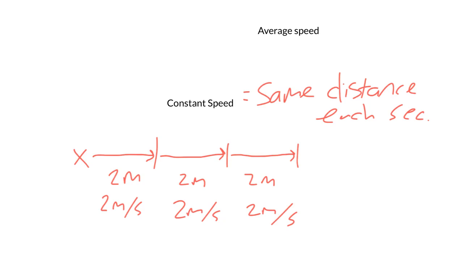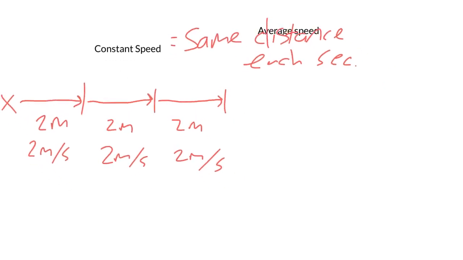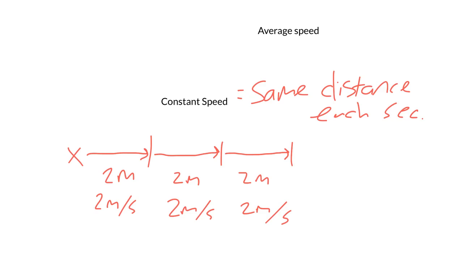So I guess it depends on how closely you're measuring that speed to know if you're moving at an exactly constant speed. But as long as you could say that you're moving the same distance each second, you are traveling at a constant speed.